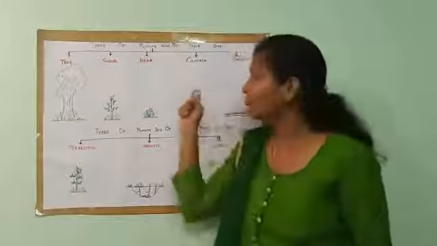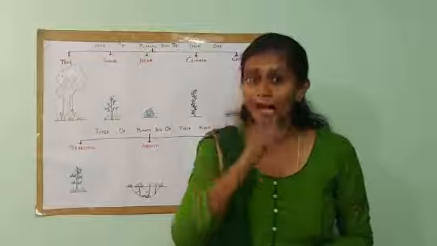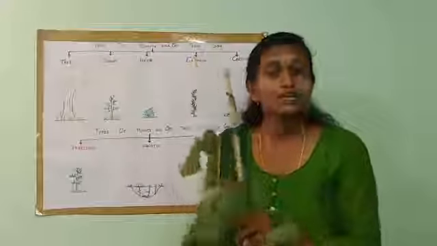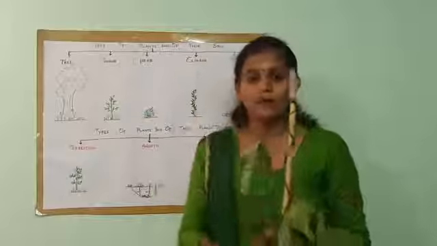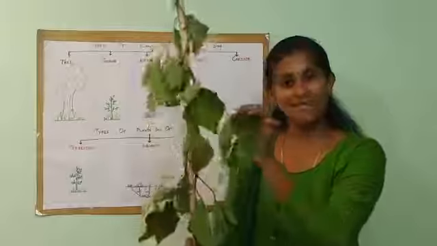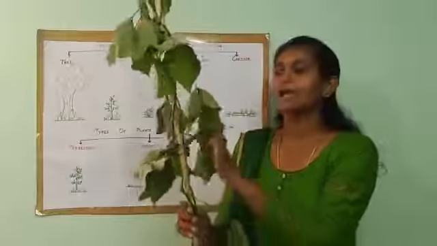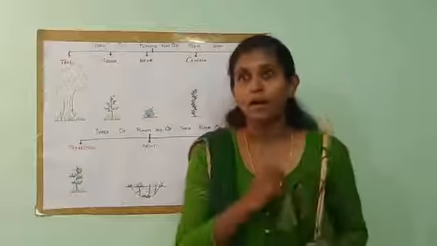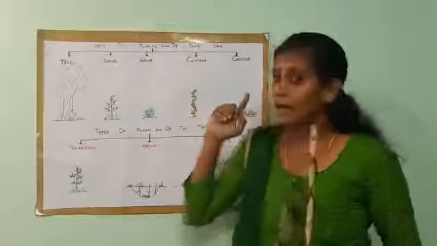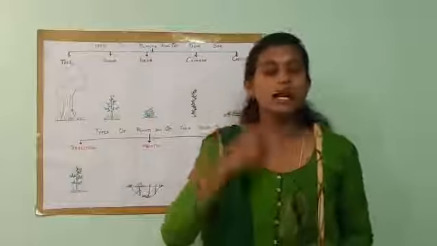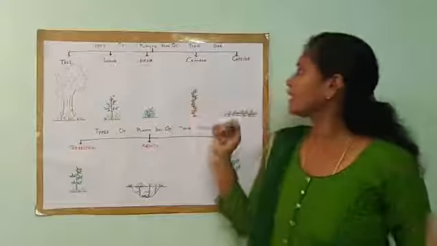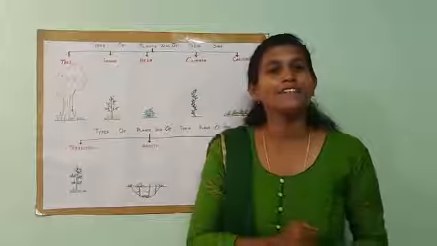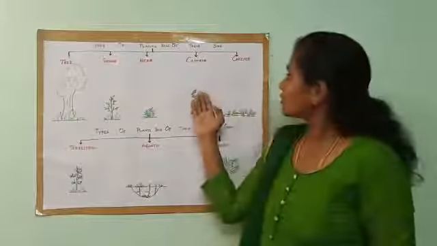But the climber can grow straight with the help of a stick or wall. It can climb on poles also. For example, peas can climb on a stick. At the same time, climbers can climb on another tree also. Examples of climbers are peas, bitter gourd, and grapevine. This kind of plants come under climbers.